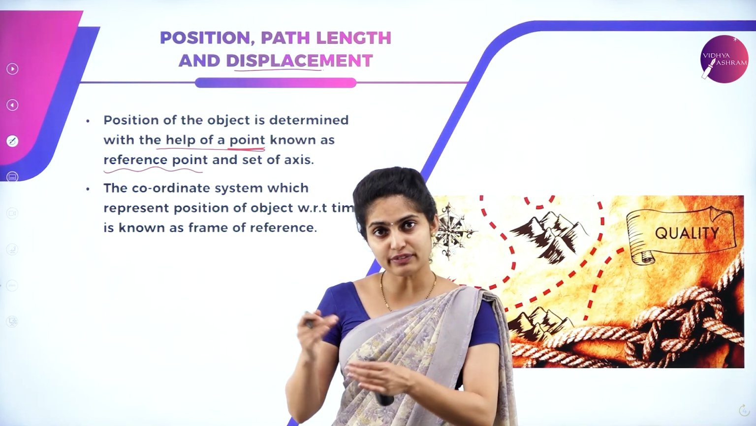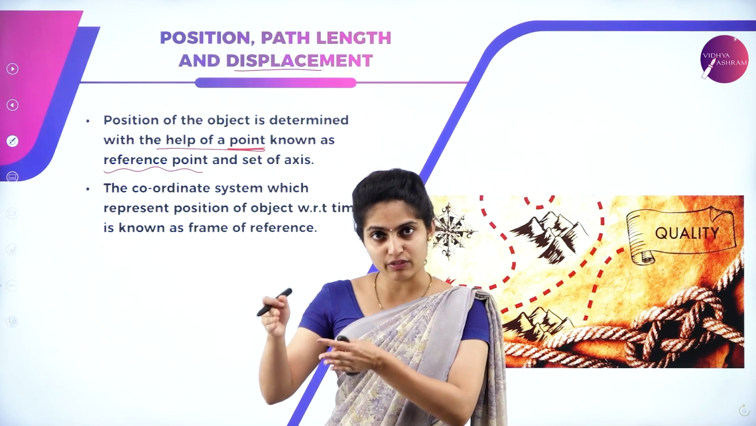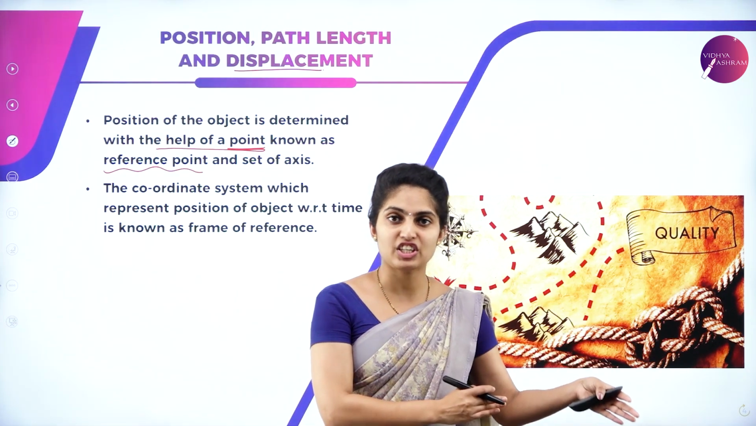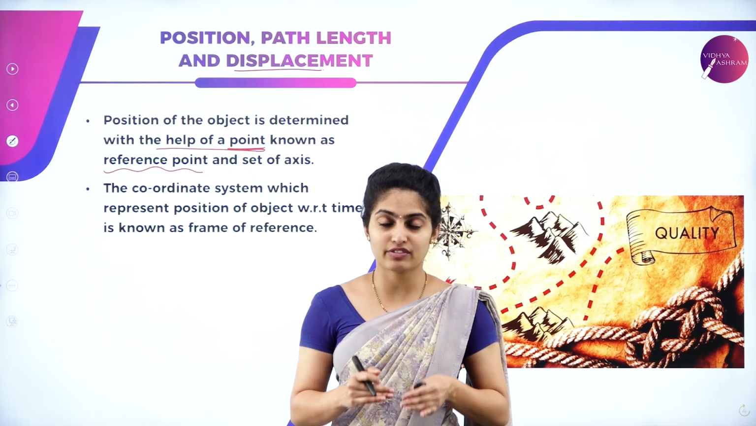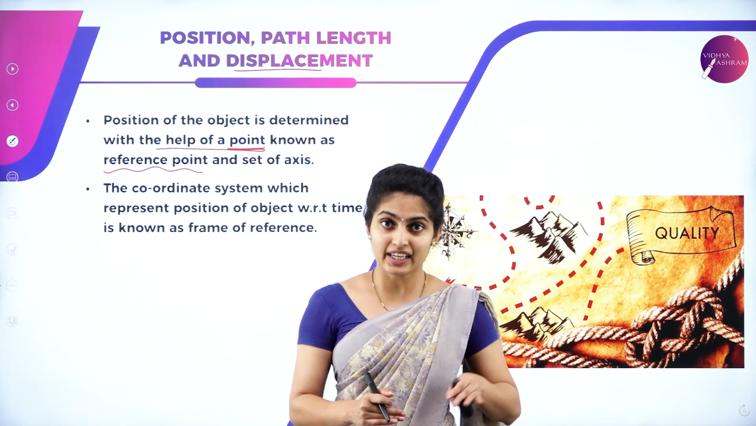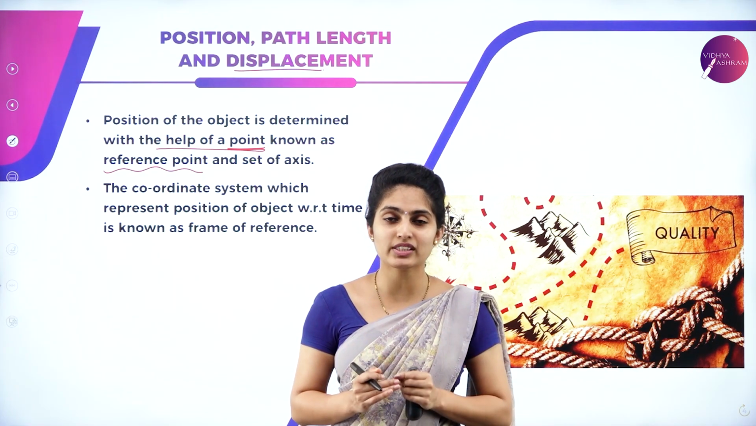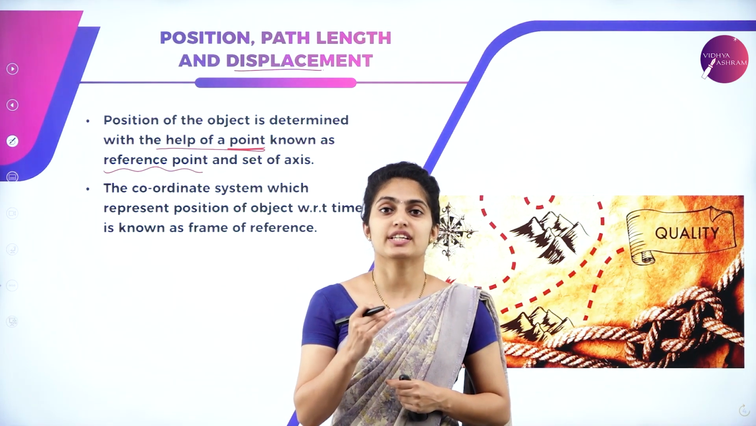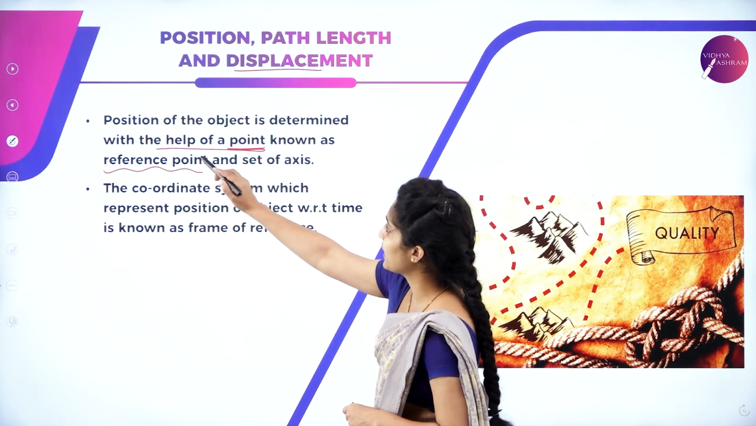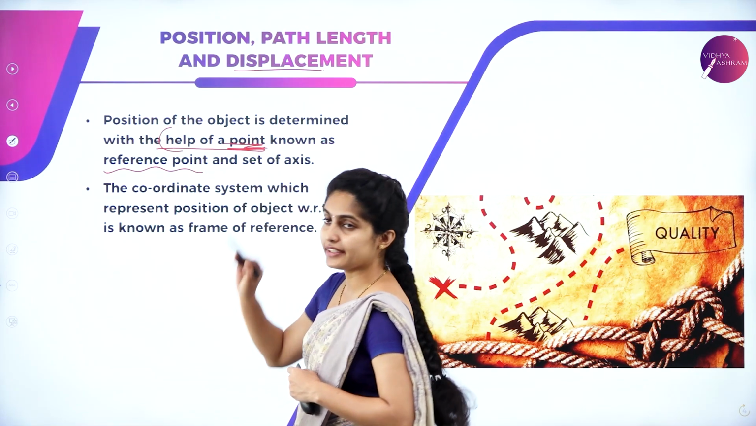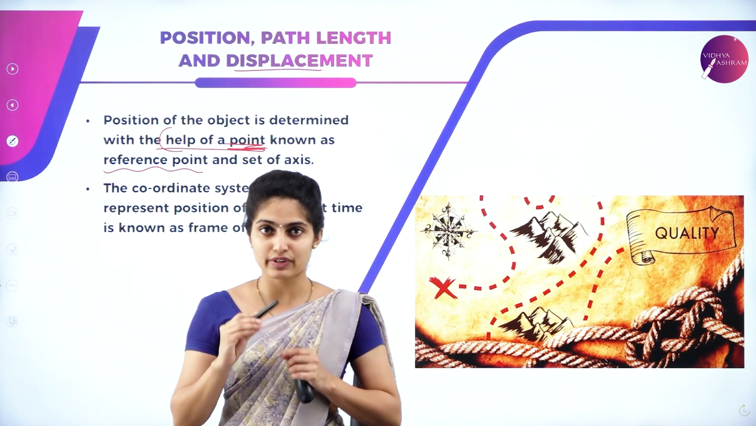That means I am setting a point over there, which is said to be a reference point. Suppose I walk 5 centimeters and stand at the 5th centimeter and just watch my path from the initial to the point where I am standing, which is the final position. Then I consider that 0th point as a reference point. It determines the position, which means the position of the object is determined with the help of a point, and that point is known as the reference point.